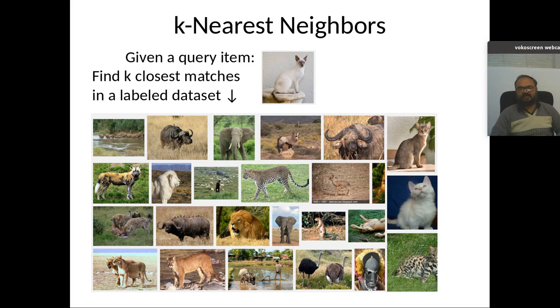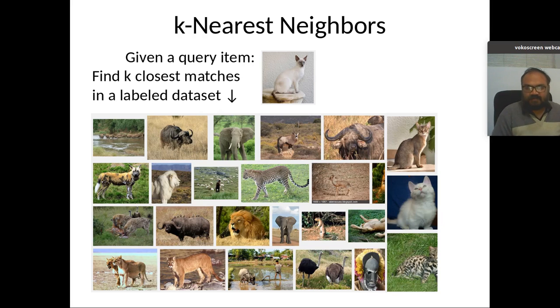Let's start with k-nearest neighbors, the most basic supervised machine learning algorithm for classification, where we are given a query item and we find the closest matches in a labeled data set. The good thing about k-nearest neighbor is that there is no model, there is no training. The data set itself is the model, so we can directly use our labeled input data set to find out the label of an unlabeled input by just checking its closest neighbors in terms of similarity.